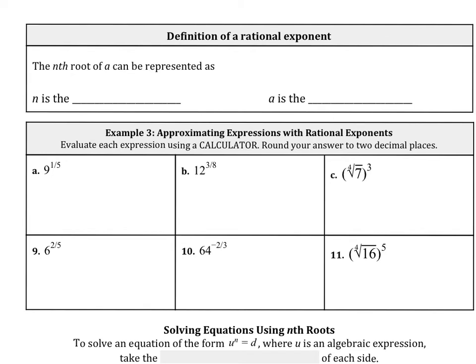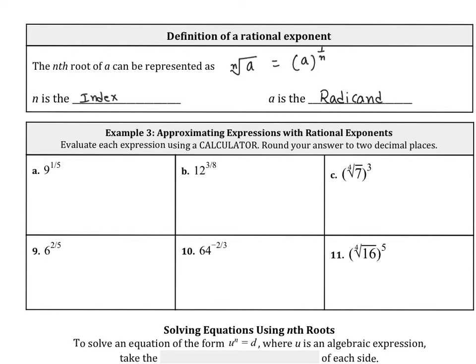Chapter 5.1 Nth Root and Rational Exponents. Definition of a rational exponent. The nth root of a can be represented as a radical symbol a, and in the cap you have n, so nth root of a. And in exponent form you can write it as a in the bracket, and on the top you have exponent 1 over n, where n is going to be the index and a is the radicand.